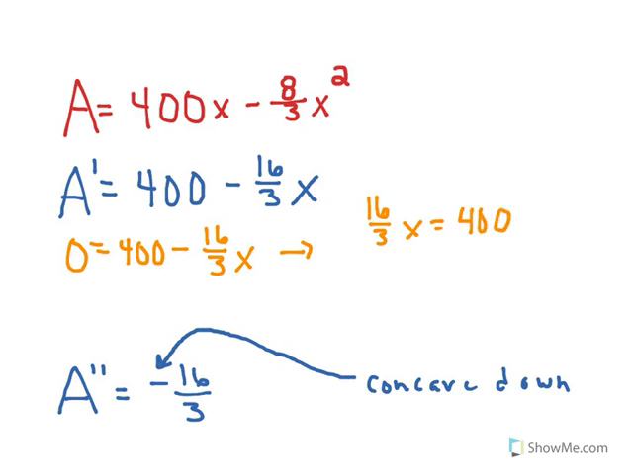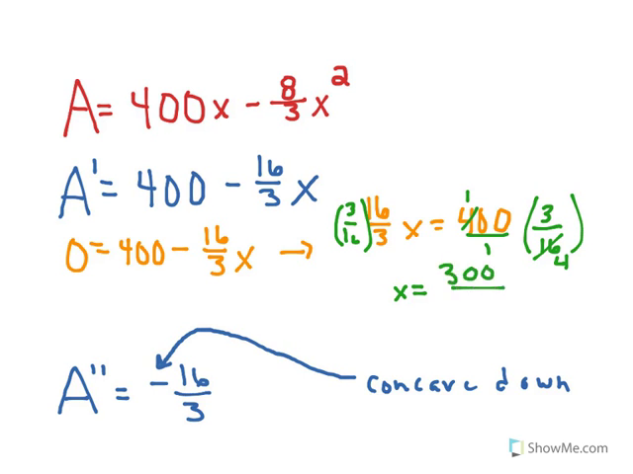I want to get rid of the 16 over 3. I'm going to multiply both sides by 3 over 16, because that's going to do the same thing for me. I'm going to turn this into a fraction for a second. 3 over 16, I know this goes in 4 times. This becomes 100. So x is equal to 300 over 4. And that's a good answer for x. But am I done?